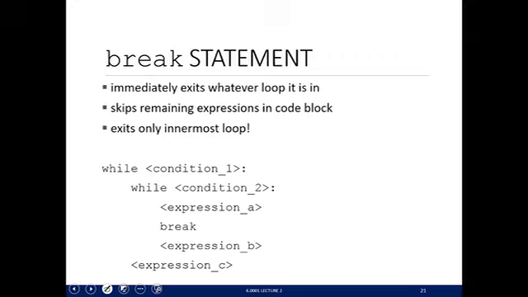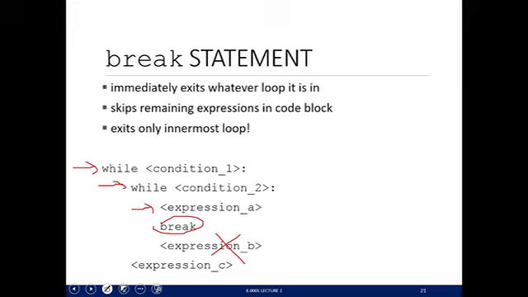As soon as Python sees this break statement, it's going to say, okay, I'm going to look at whatever loop I'm currently in. I'm not evaluating any expression after it that comes within my loop. And I'm going to immediately exit the loop. So I'm going inside this while. I'm evaluating this one expression, and then I suddenly see a break. Expression B does not get evaluated.